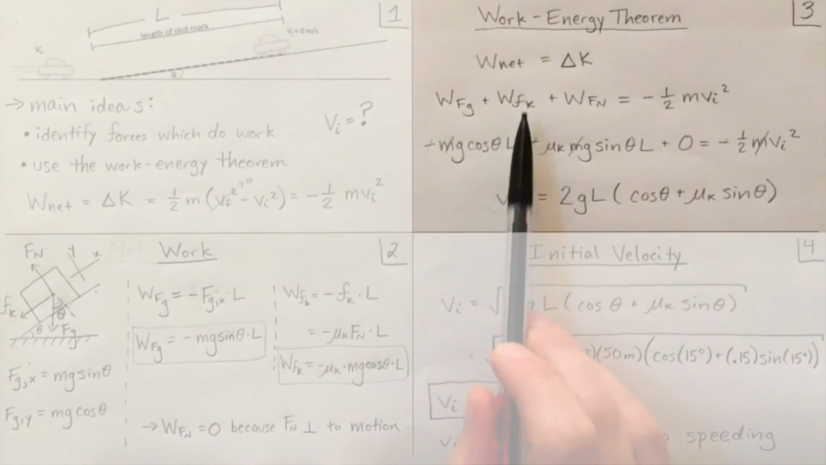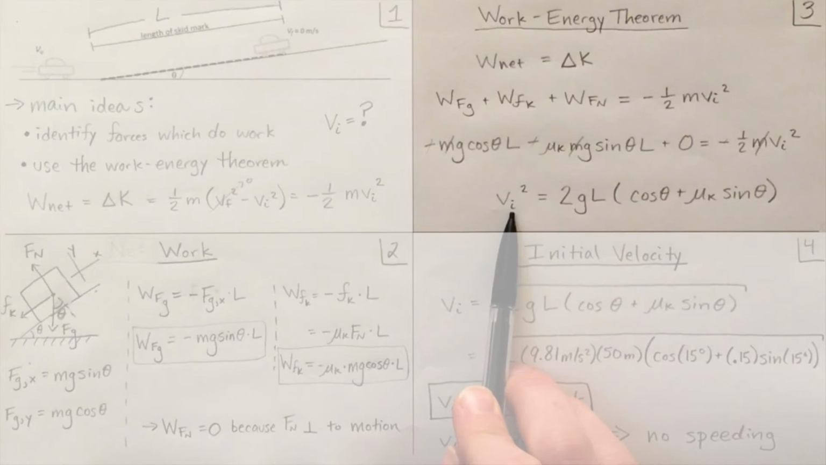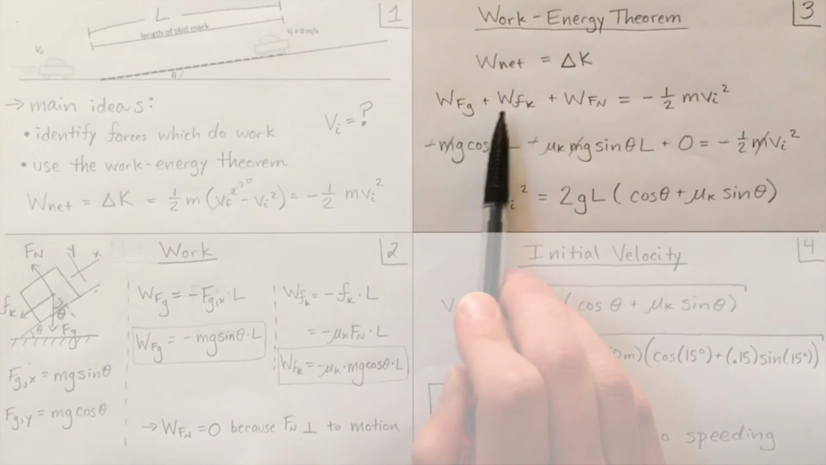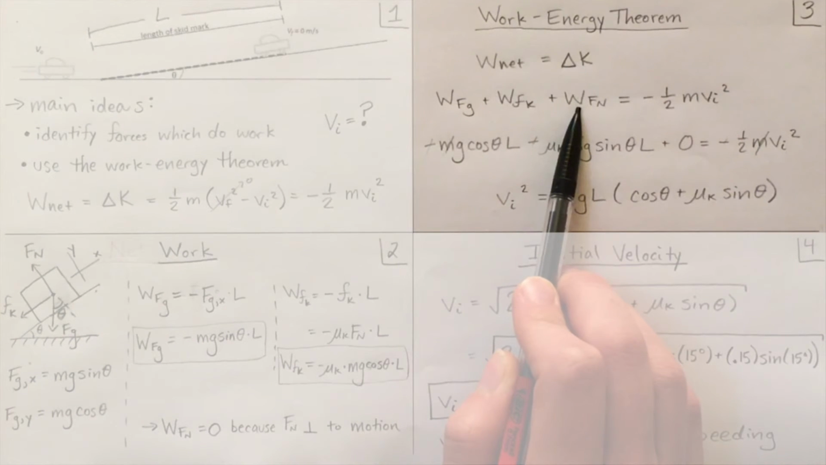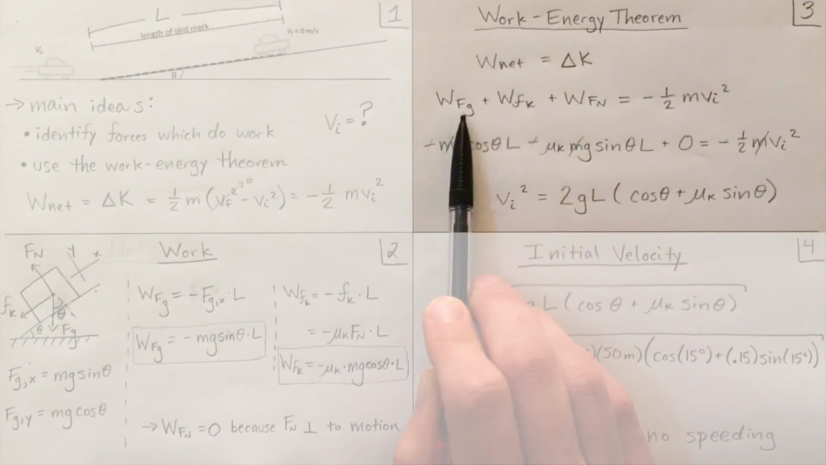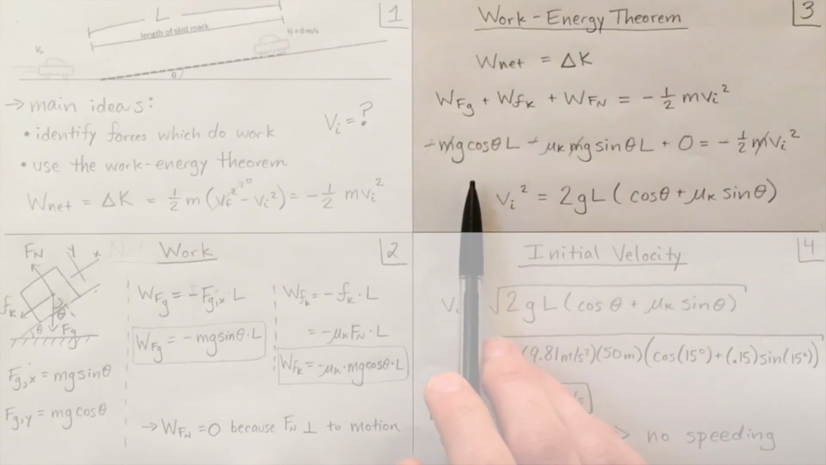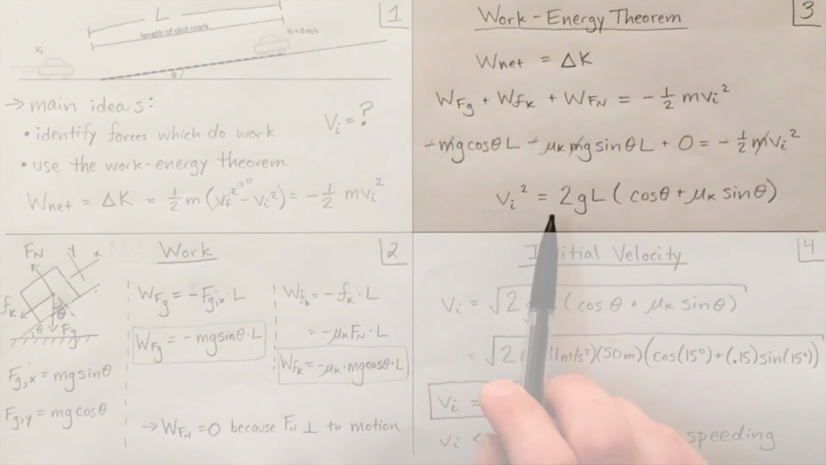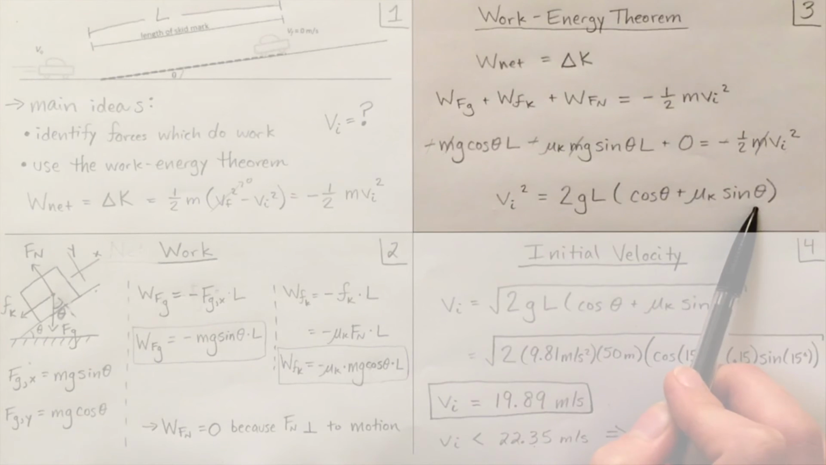At this point, we can use the work energy theorem to solve for an expression for the initial velocity of the car. The net work is the sum of the work done by gravity plus the work done by kinetic friction plus the work done by the normal force. Substituting in the expressions that we just derived for these three works, we simplify and solve for the initial velocity to find that the initial velocity squared is equal to this expression here.